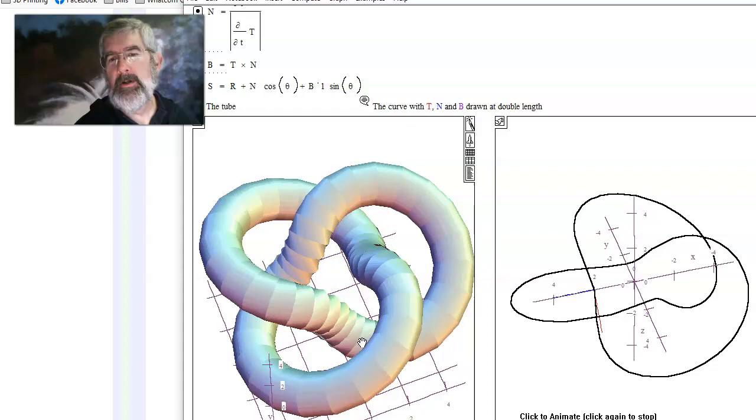It seems that my video has frozen. I don't know if it actually has frozen or not, but it looks like it from my side. So anyway, there's some TNB frames, and at least one use for them.